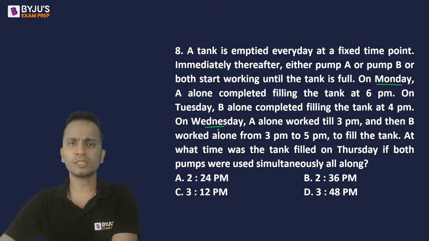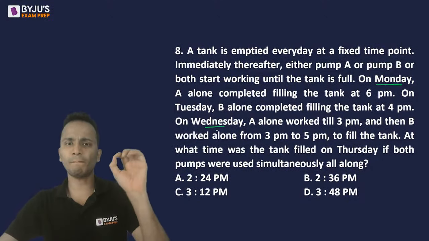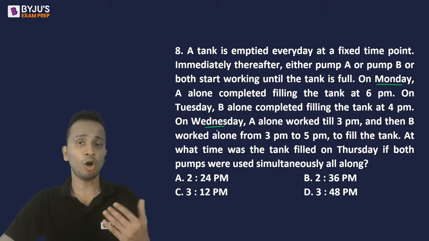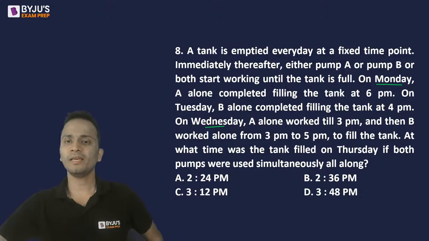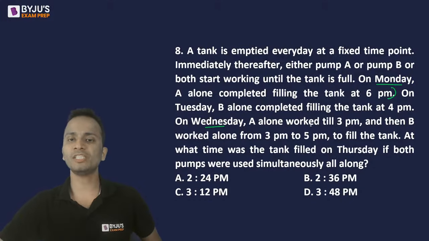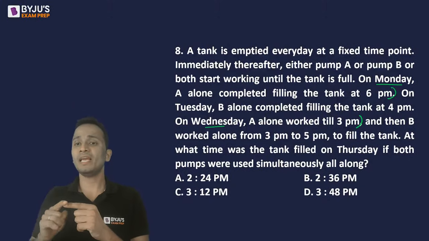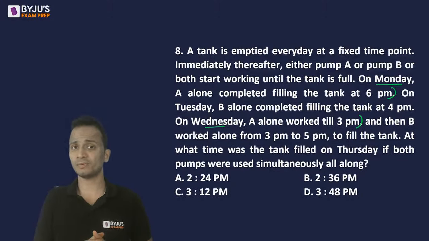On Monday, A started the work, and on Wednesday, once again, A started the work. On both these days, A started the work, so obviously must have started at the same time. On Monday, A finished the work at 6 p.m., but on Wednesday, A worked till 3 p.m. So Wednesday, A worked till 3 p.m., and on Monday, A has worked till 6 p.m. That means 3 hours extra.